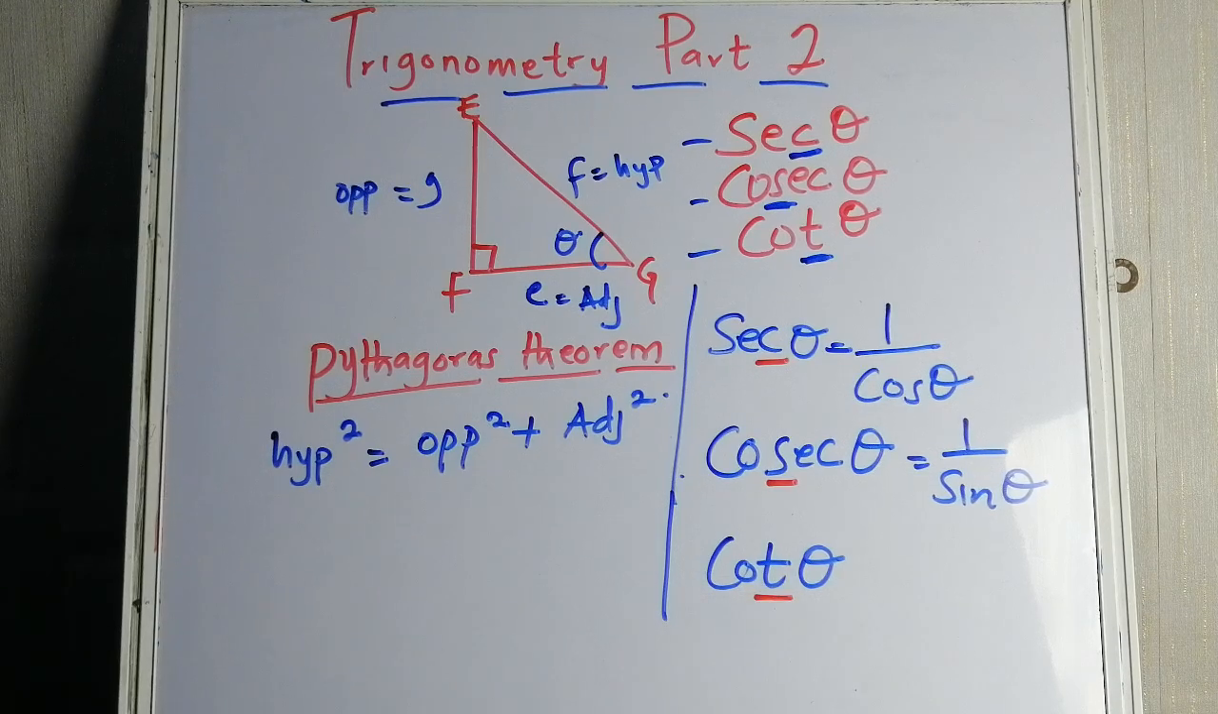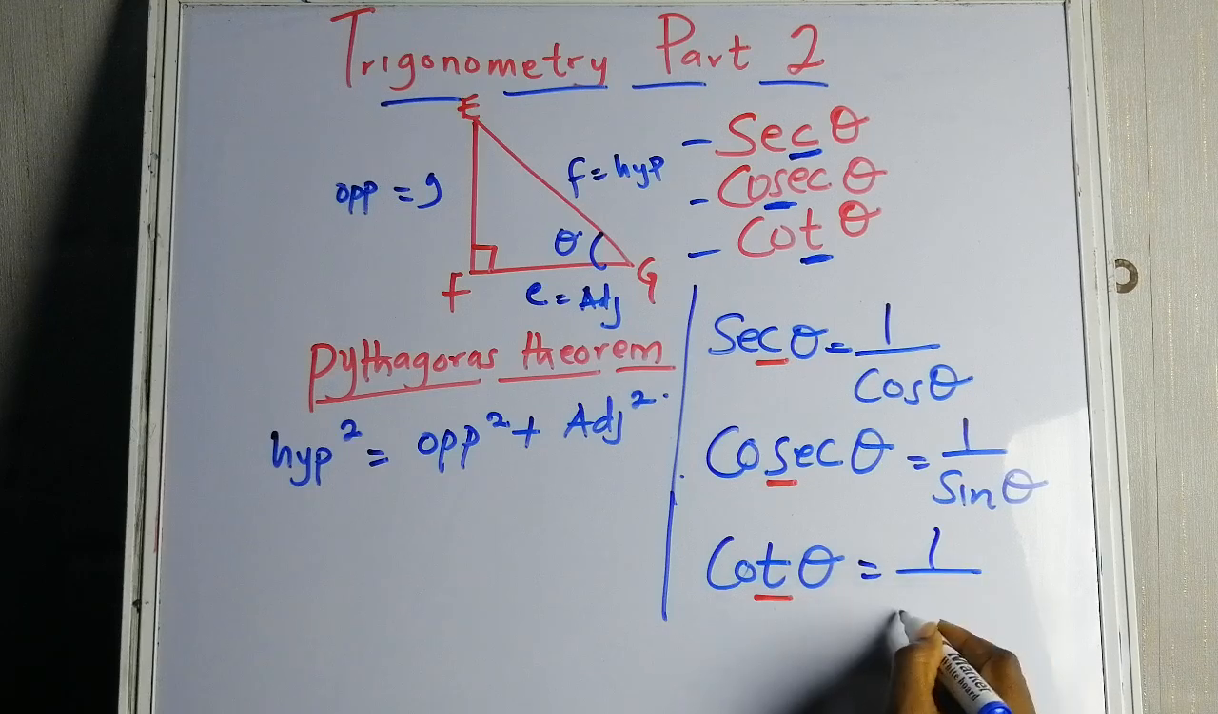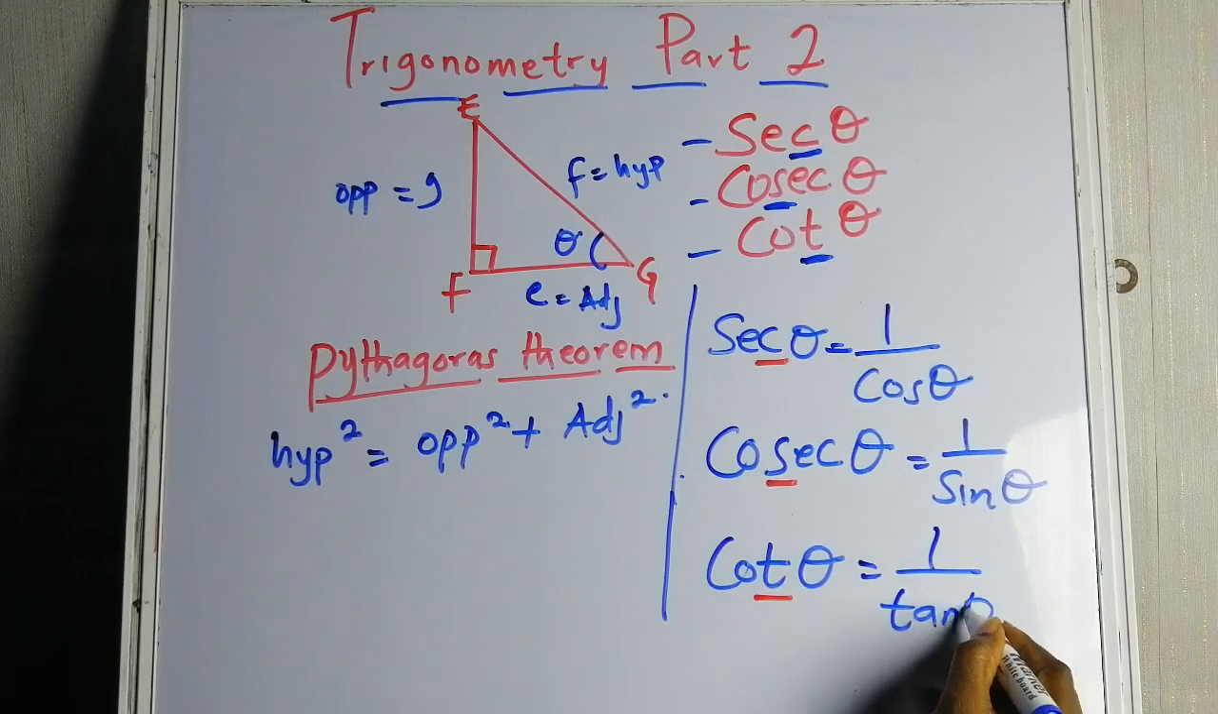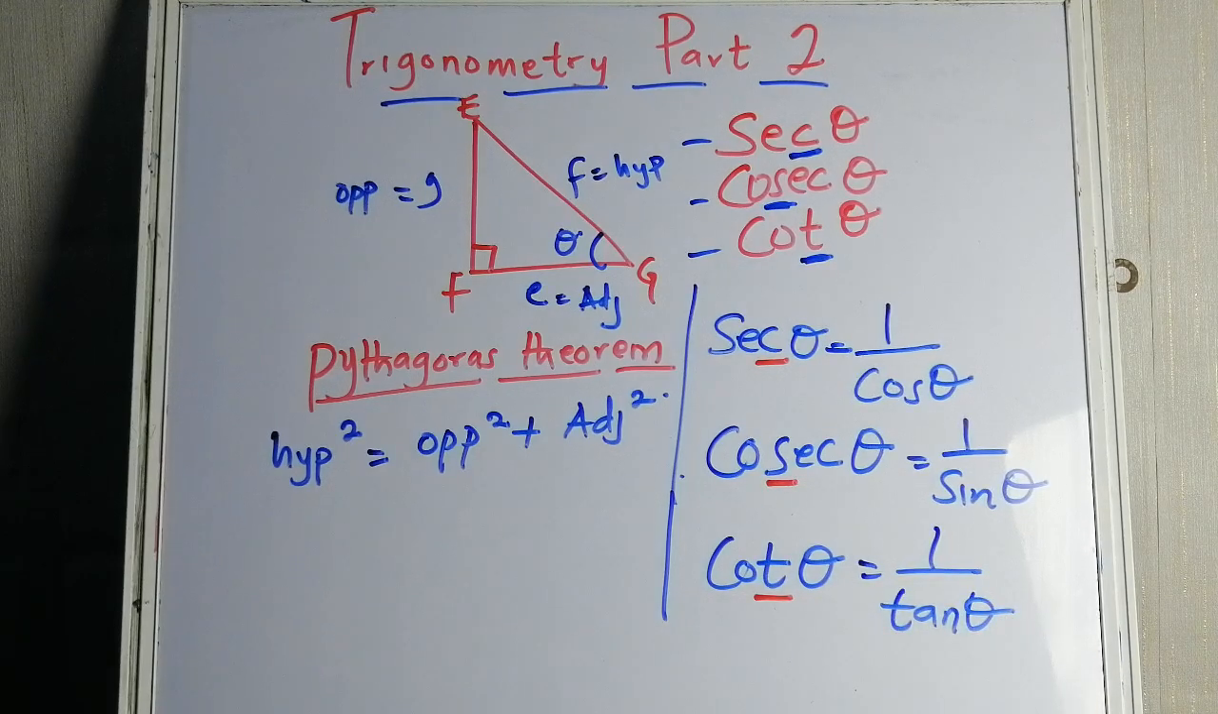Then it means you have to now be what? 1 over what? Tan theta. Very simple. You can see now. So anytime you say sec, cosec, cot, either in maths or in further math, you should know that. Look for the third alphabet. The third alphabet for sec is what? C. That C represents cos theta.